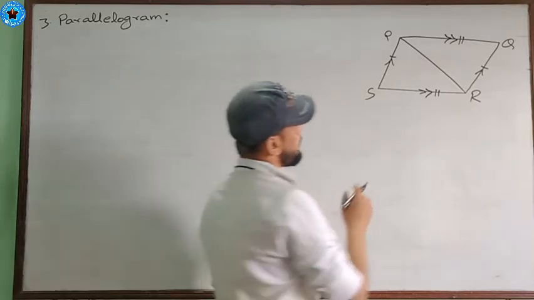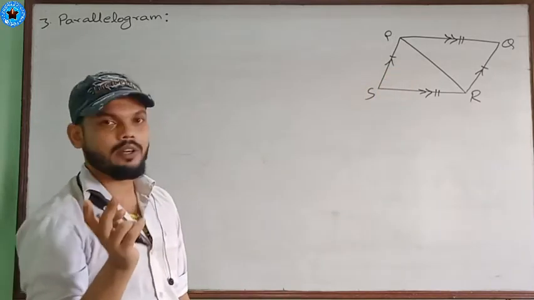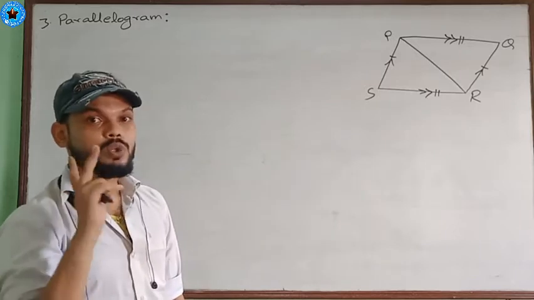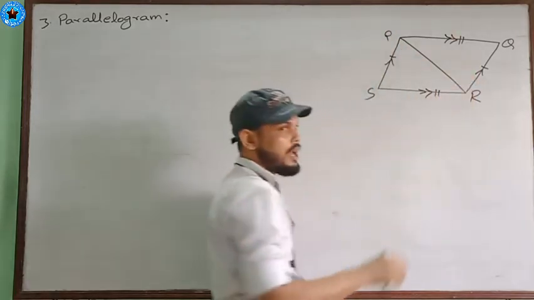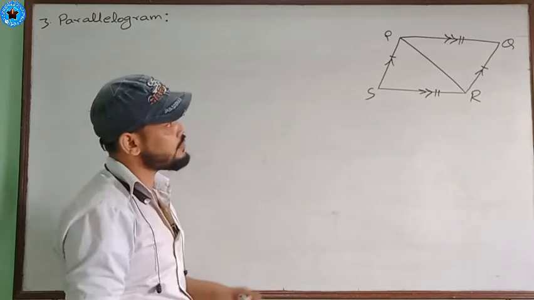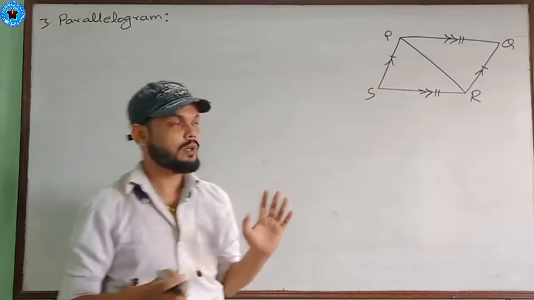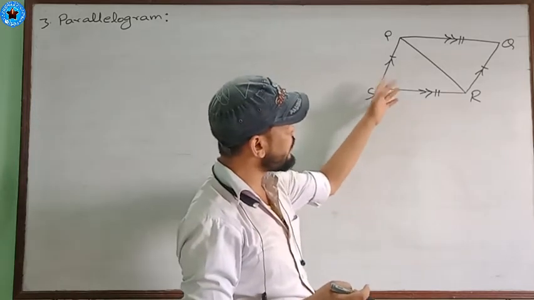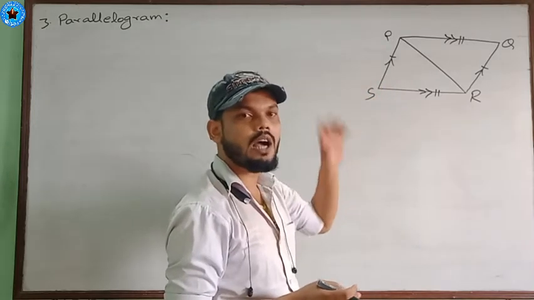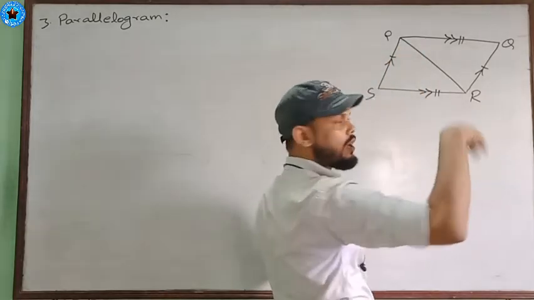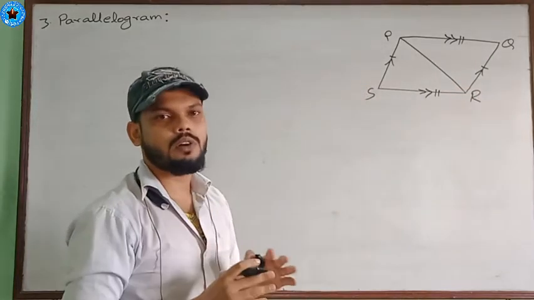Okay. Now if we consider the figure separately, we find that we have two triangles, that is, triangle PSR and PQR. Now we have to find the area of these individual triangles. How to find the area? Here we don't have the height in this figure, so we have to consider a height from any vertex. From any vertex, you have to draw a perpendicular line.